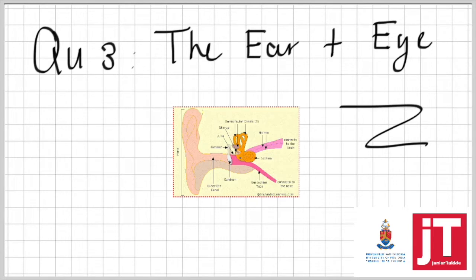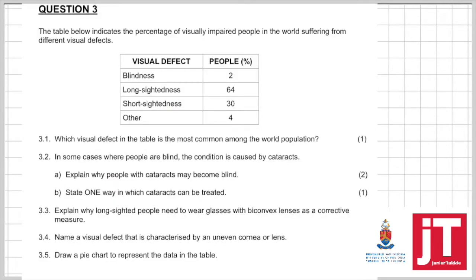Before we do the questions, please make sure you watch my theory videos, you print the worksheet, and you have the memo with you at hand. All right, let's get down to question 3. If you look at question 3, this is an overview of the question. It begins with 3.1 and ends off with 3.5, and it is 15 marks.